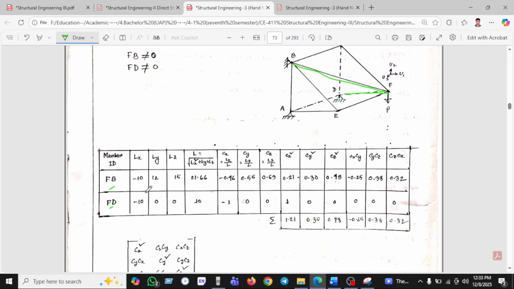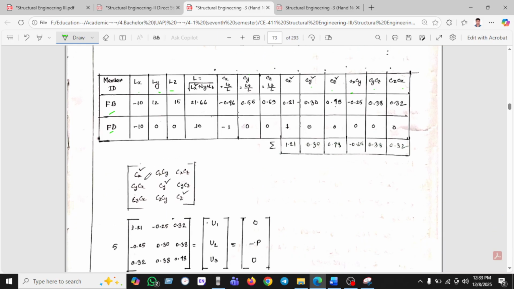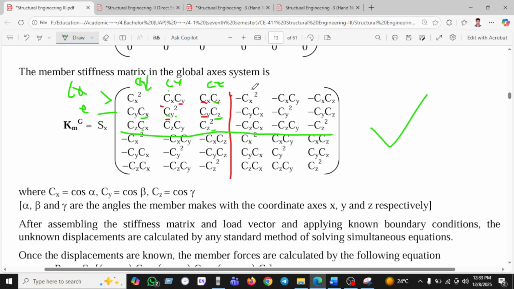And finding T is Lx, Ly, Lz, and L will be the square root of Lx square plus Ly square plus Lz square, and finding this value. And Cx, how will we calculate Cx? Cx is nothing but Lx divided by L, and Cy will similarly be Ly divided by L, and Cz will be Lz divided by L. And Cx square, Cy square, Cz square I will calculate in the same way, and CxCy, CyCz, and CzCx. Okay, now we'll assemble this equation. These are the equations we have seen here again and again. It should be memorized.